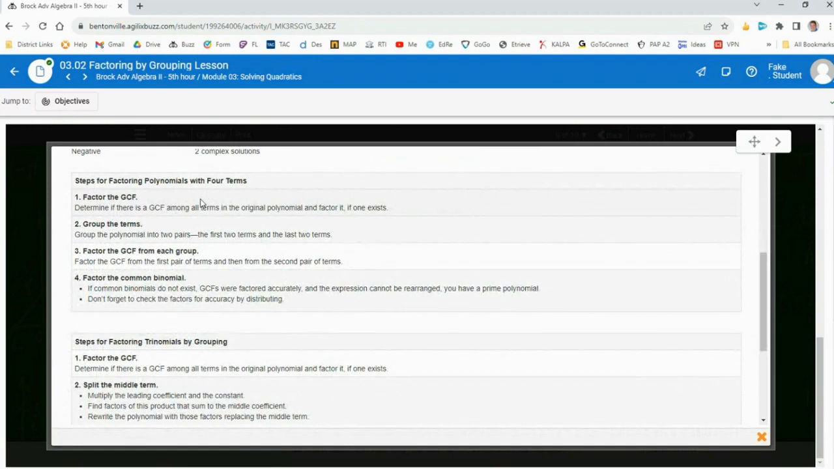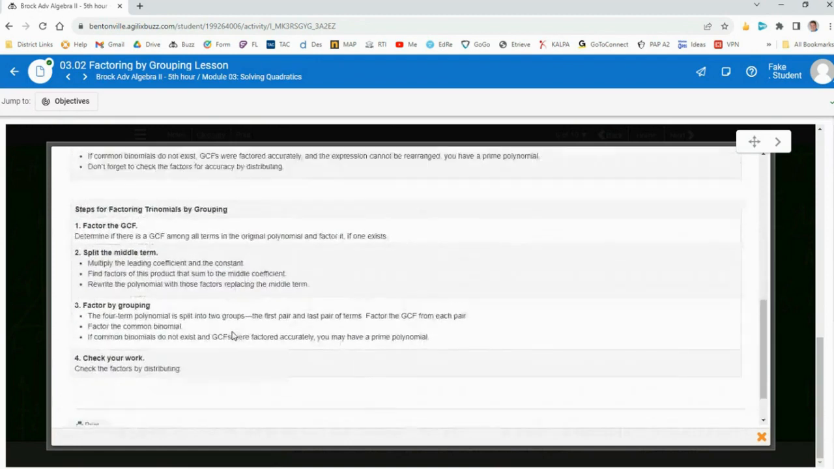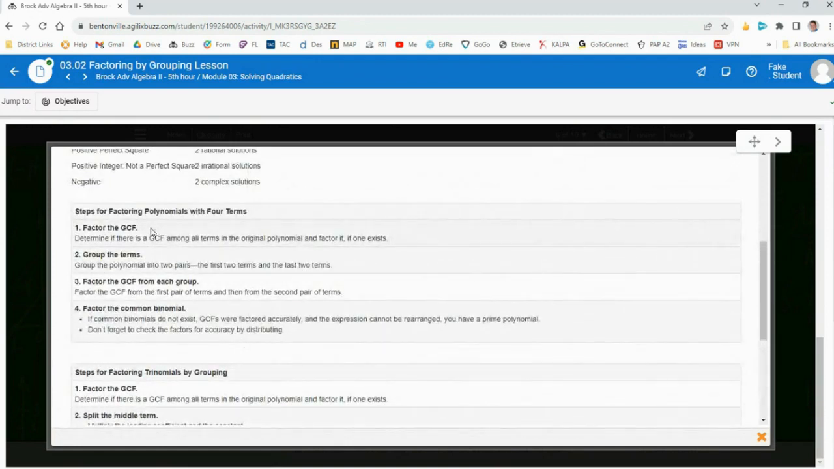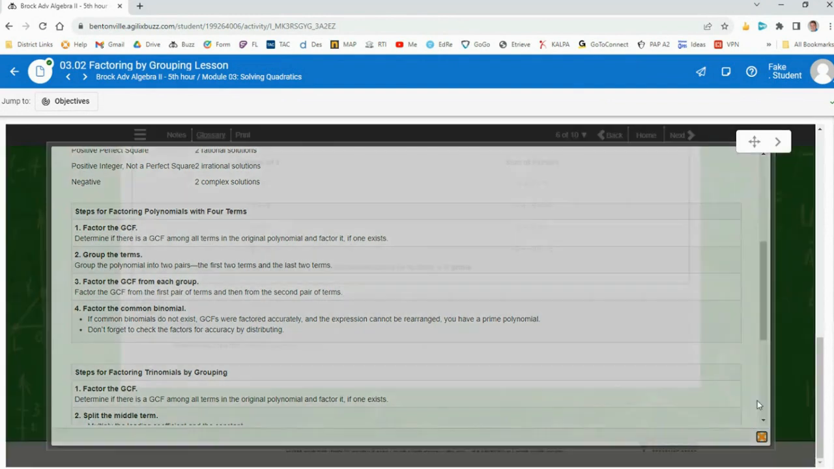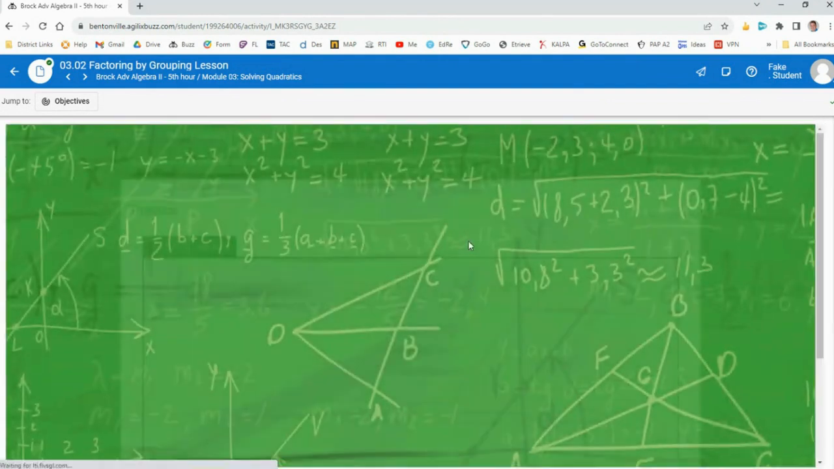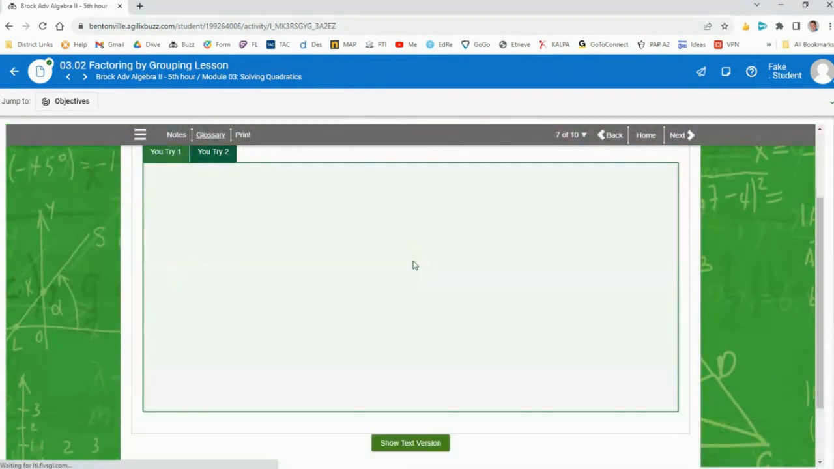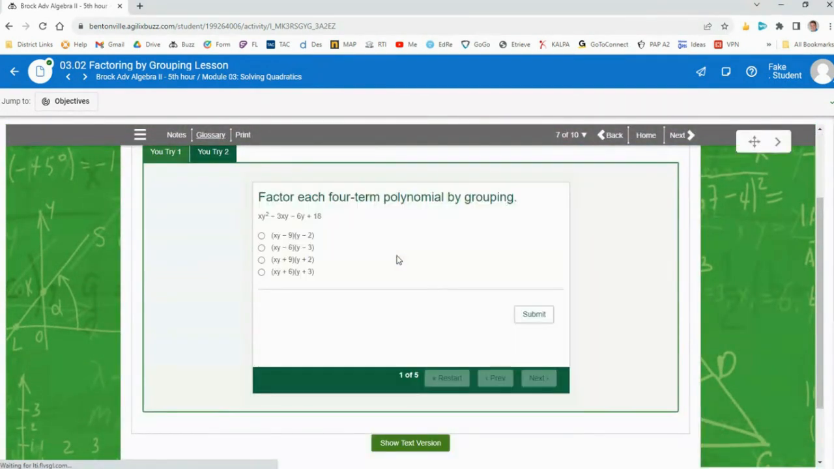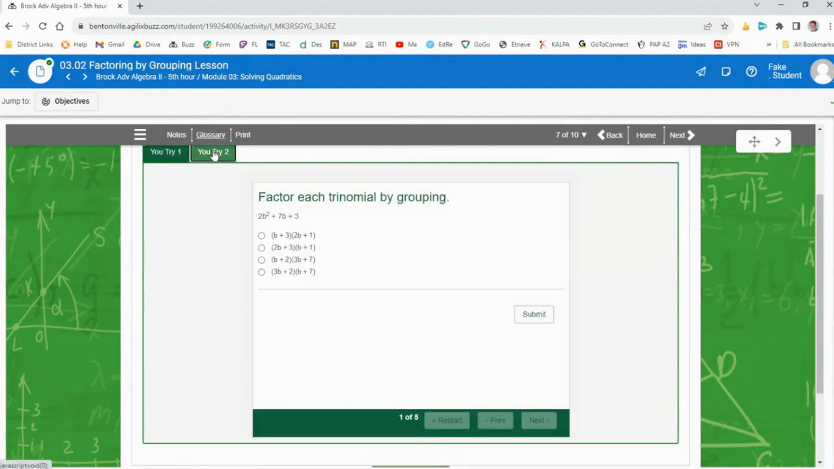Steps for factoring. So here's steps for factoring. We're going to go through this right here. Steps for factoring polynomials with 4 terms, and the steps for factoring trinomials by grouping. So we're going to do it with trinomials by grouping because that will basically give us the 4 terms. So let's see what examples they got here that we can just pull one of these to do. We've done one before, that one's already 4 terms. Here's one. All right, I'm going to write this.